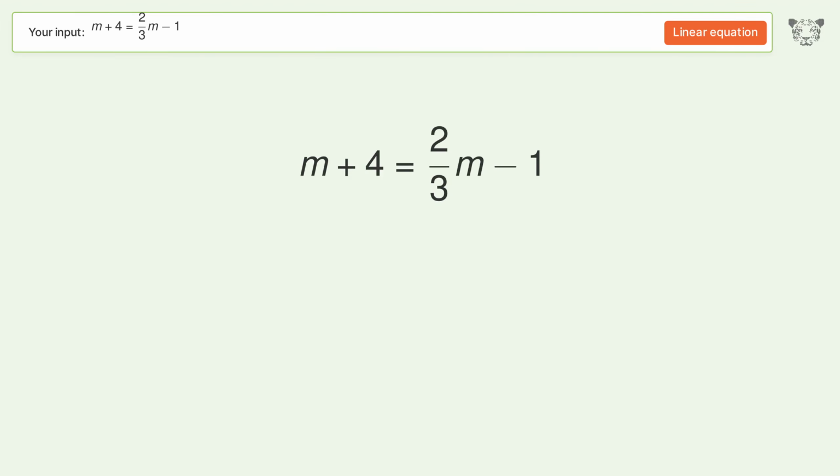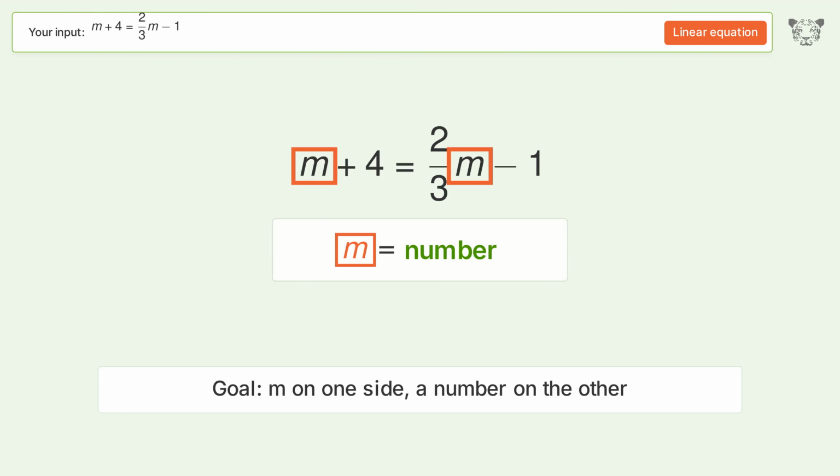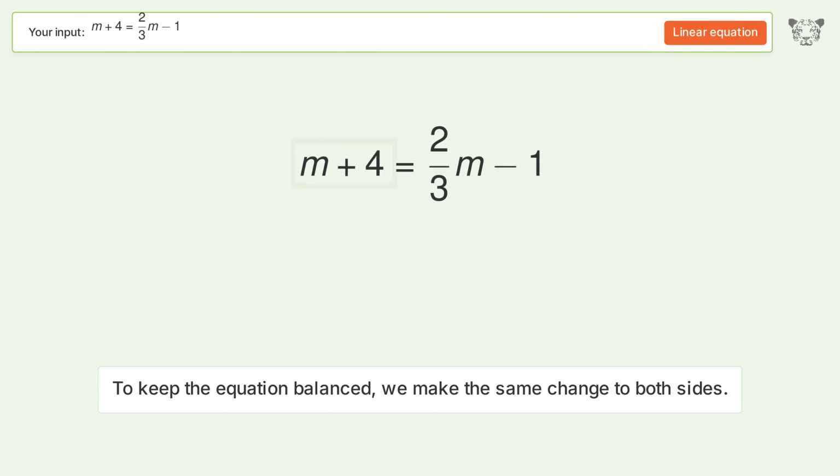Here is the linear equation we are asked to solve. m + 4 = (2/3)m - 1. Solving means isolating m on one side with a number on the other. Let's do this step by step. To keep the equation balanced, we make the same change to both sides.